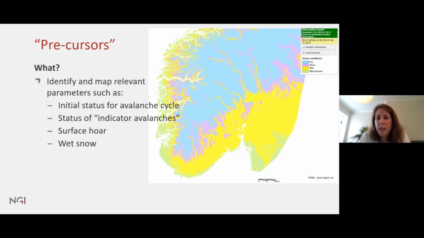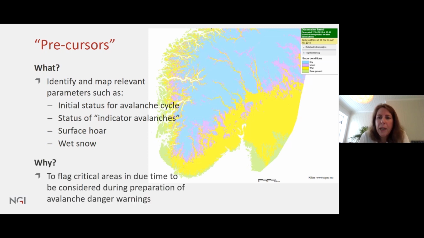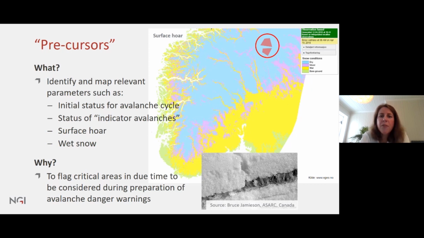You see here a map of the southern part of Norway with different types of wetness of the snow. The light blue color indicates dry snow, purple is moist, and yellow is wet. Green is bare ground. So the vision is that in addition to being able to flag such areas, at some time we will also be able to flag critical areas, for example, where we have surface hoar, which then could be snowed in and generate a weak layer, like you see in the nice image by Bruce Jamieson in the lower image. And we want to be able to flag such critical areas in due time to be considered in the preparation of avalanche danger warnings.